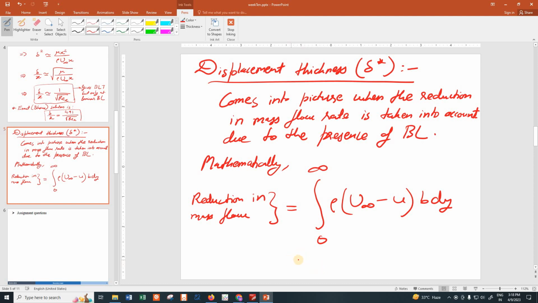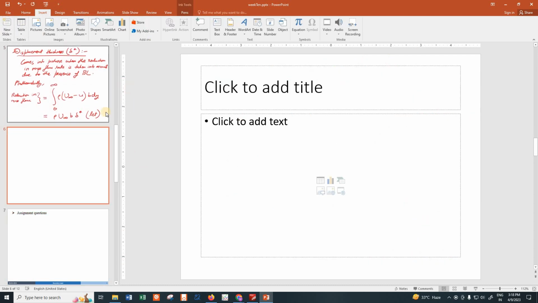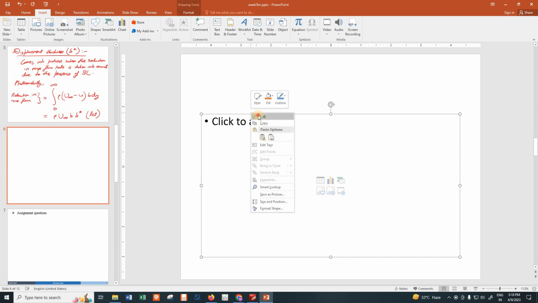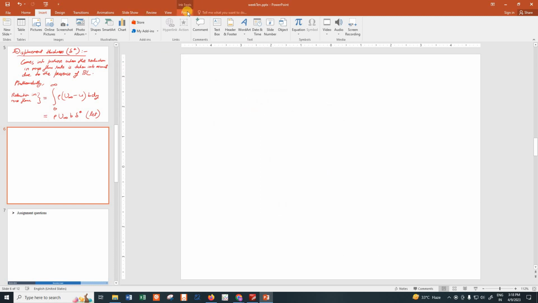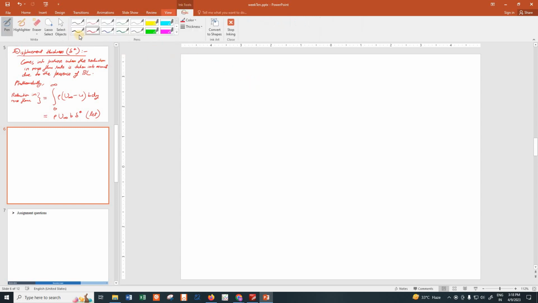So now, approximating, it can be approximated as rho infinity b delta star. So now, this is what is the displacement thickness. So basically, displacement thickness will take that into account. Let me just draw the diagram.